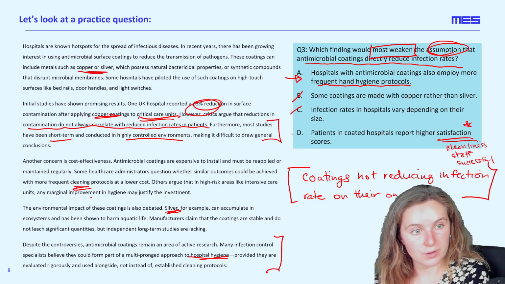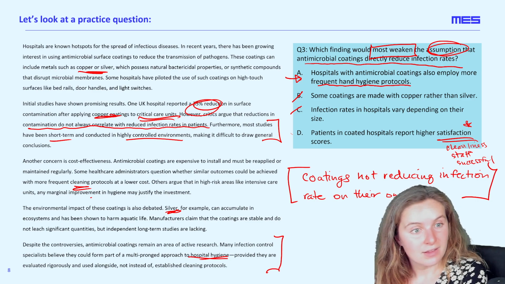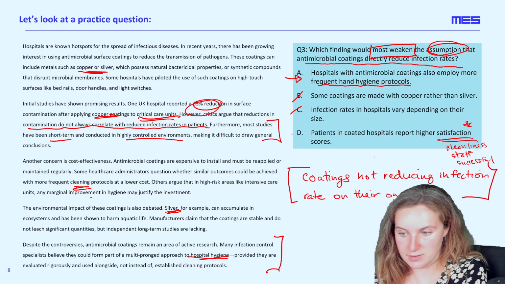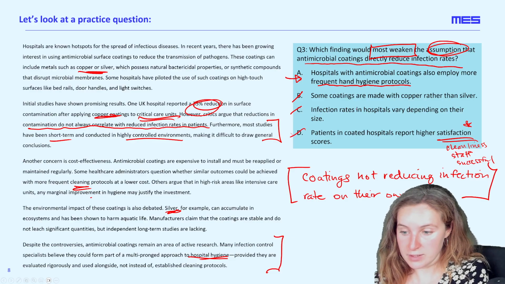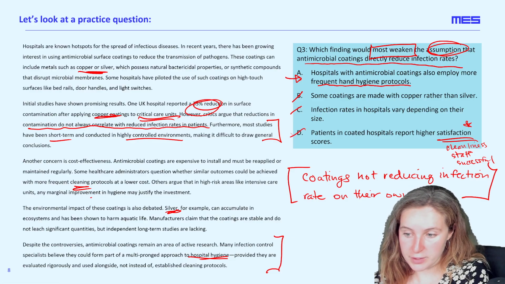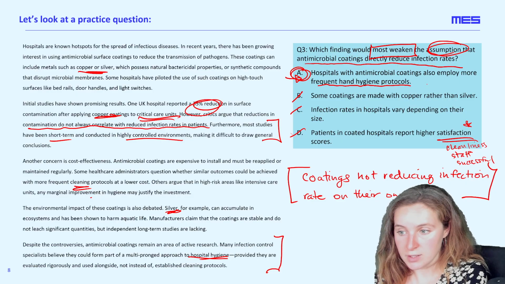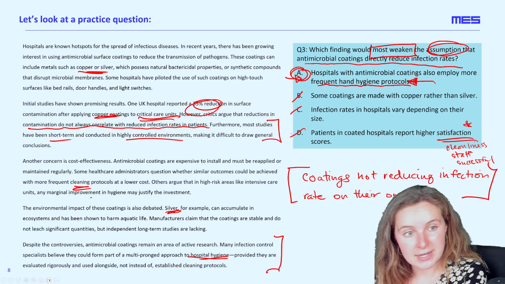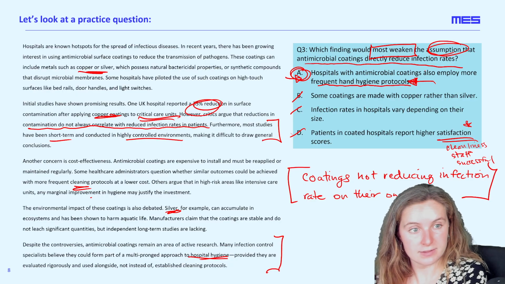This is an example of correlation versus causation. These two things might happen at the same time, but that doesn't mean one caused the other. It doesn't mean that the reduced infection rates cause the higher satisfaction. So really, the only thing we're left with to prove this statement, to show that coatings are not reducing infection rate on their own, is this one, right? Because this is the only one in which there is something else that might be helping to reduce the infection rates, that would affect how easily we could measure the efficacy of the coatings.